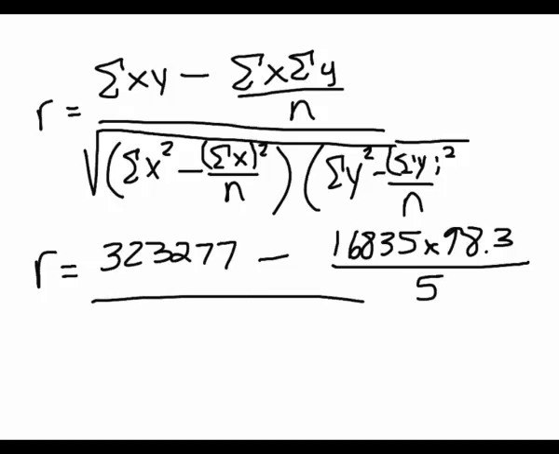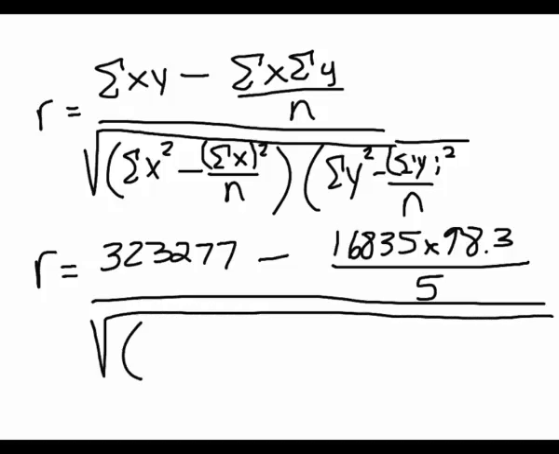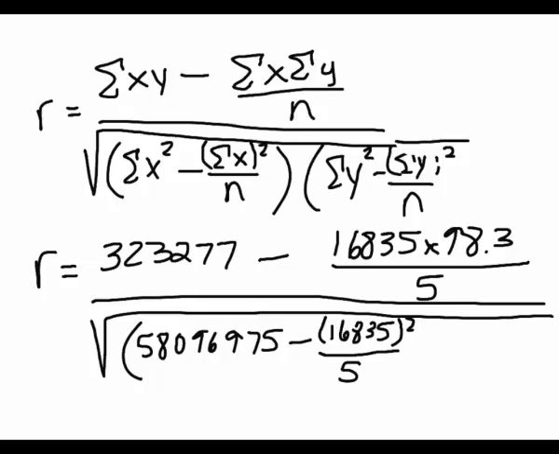All over the square root, a huge, huge square root, of the sum of x squared, which is that huge number, 58,096,975, minus the sum of x, which is 16,835, squared, all over 5, close parentheses, open parentheses, the sum of y squared, which was 1981.67, minus the sum of y, which was 98.3, squared over 5, and then close parentheses.